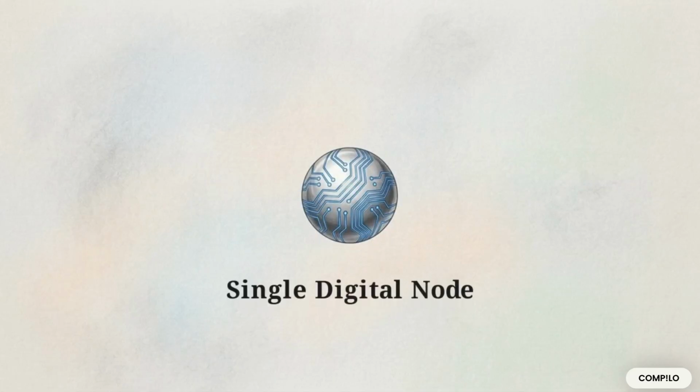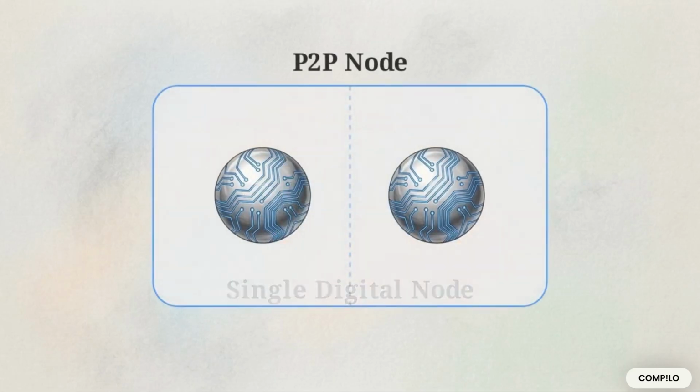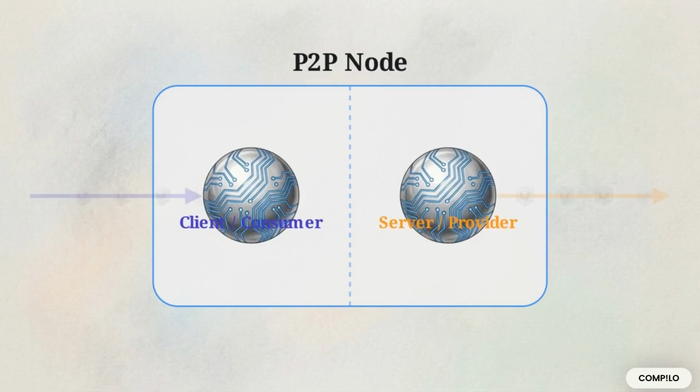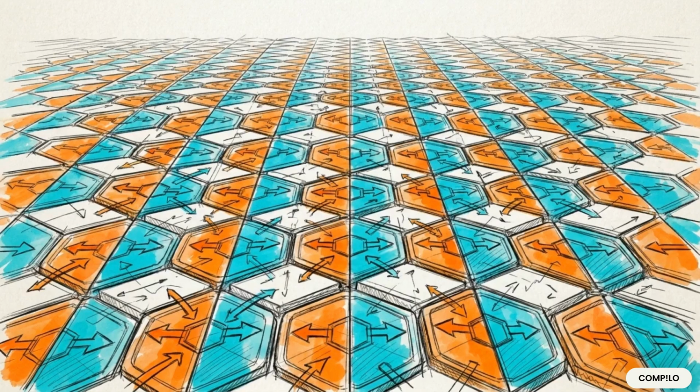Look at this dynamic. A single digital node splits into two active halves, acting as a consumer pulling data inward and a provider pushing data outward at exactly the same time. This collapse of consumer and provider into a single entity is the prerequisite mechanical constraint for all distributed cryptographic systems.